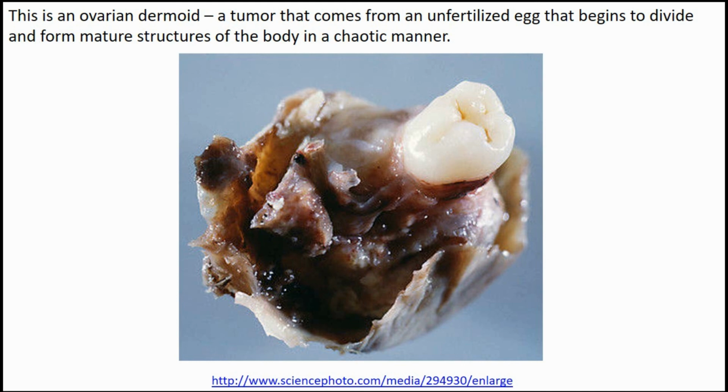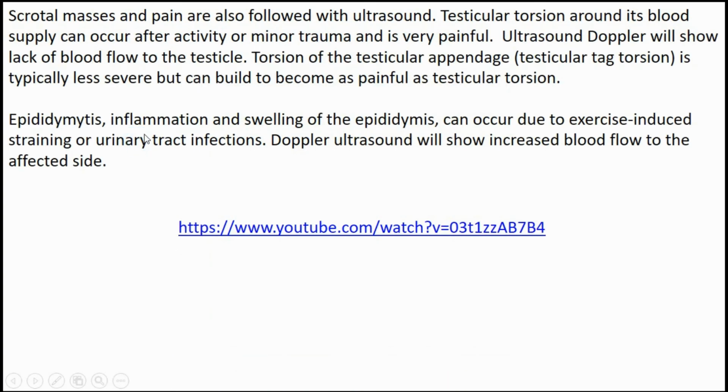And it will make things of ectoderm, endoderm, or mesodermal origin. In this case, we have a pretty perfect looking tooth sticking out of this ovarian dermoid. So dermoid cysts can result in multiple tissues forming. You can also have what's called a teratoma, or a monster tumor, that just starts pumping out different kinds of tissues in a very disorganized manner. So it's not the only thing that can cause that, but it's definitely pretty notable when you see it.